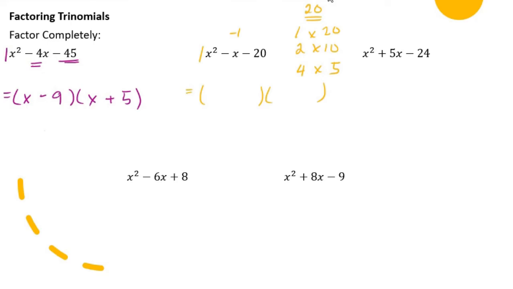Now I know that one of them will have to be negative because it's actually negative 20 that they have to multiply to. So right now I know I've got x and 4 and 5. One will be positive, one will be negative. When I add them, what do they have to sum to? They have to sum to negative 1, so it will have to be positive 4 and negative 5.